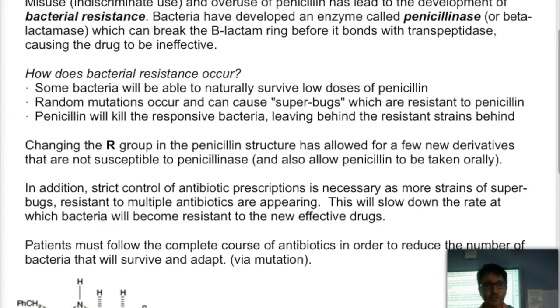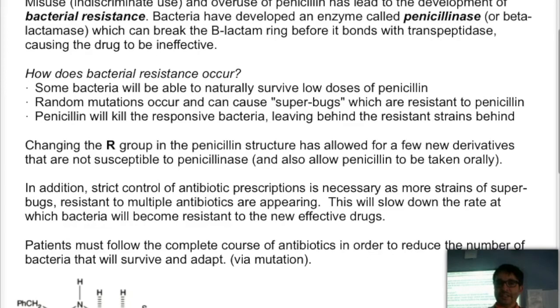All right. So how does it happen? Well, there's always natural resistance that is going to happen. Random mutation can cause the formation of these penicillinases, that will actually cause the breaking of the beta-lactam in penicillin. There's also the fact that if we don't kill all the bacteria that respond, we're always going to be leaving behind some of the resistant strains.